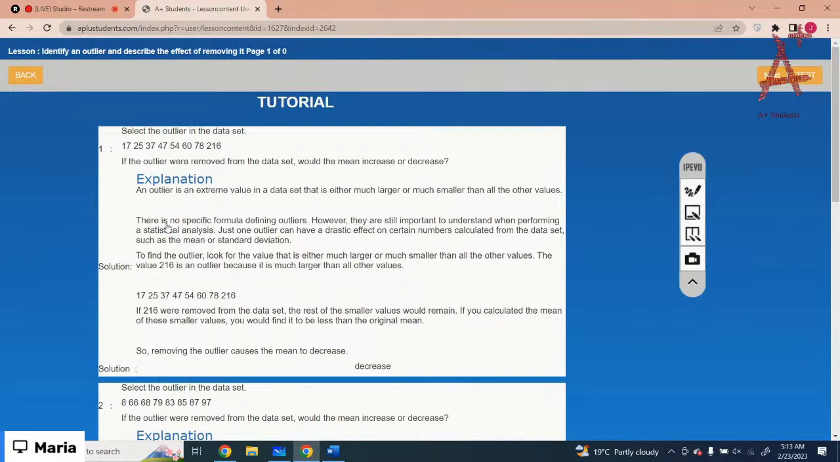So if you remove 216, the other values are small values. And if you calculate the mean of the smaller numbers, it would be less than the original one. If you calculate the mean with 216, that is a big value, but if you remove 216, the mean decreases. Got it?